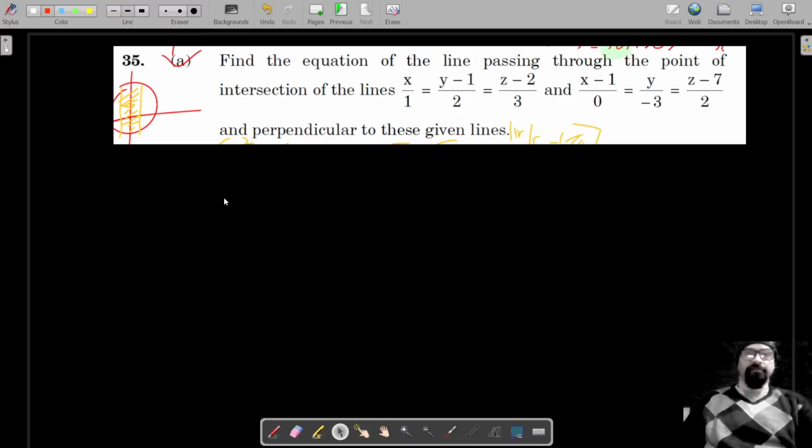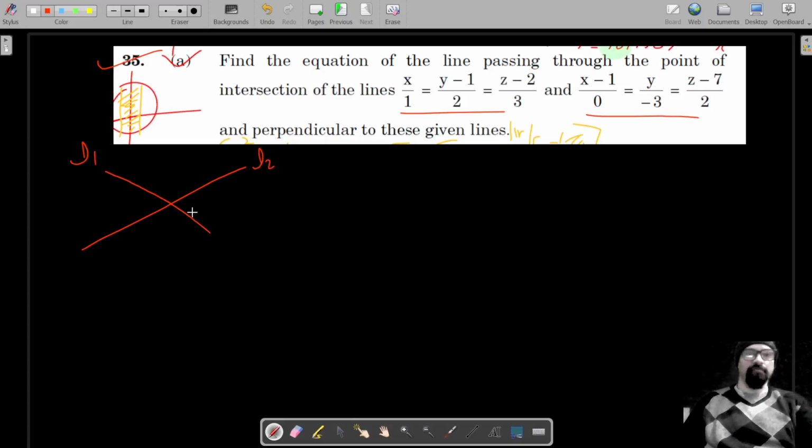Okay, for question number 35, we have to find the equation of the line passing through the point of intersection of the lines. And these are the two lines. So there is a line that is passing through the point of intersection of two lines and is perpendicular to both these two lines as well. And so first of all, let's find the point of intersection of these two lines.